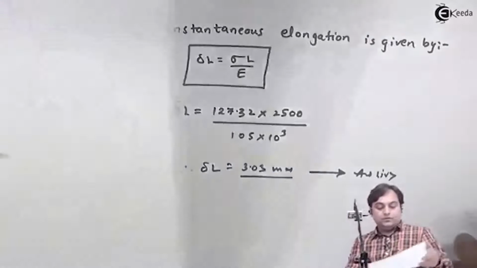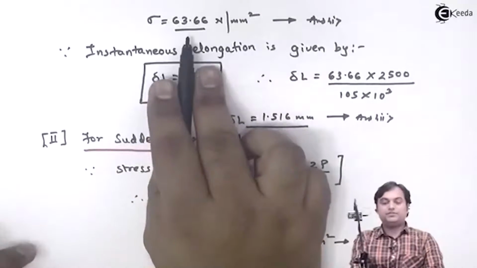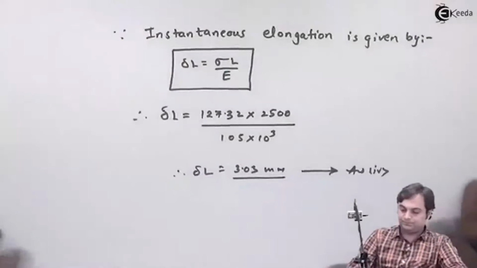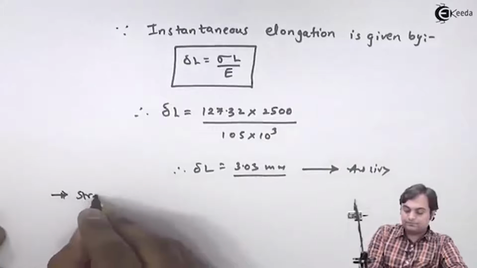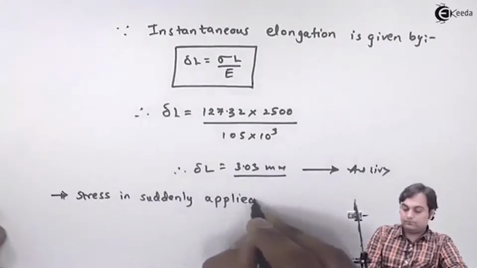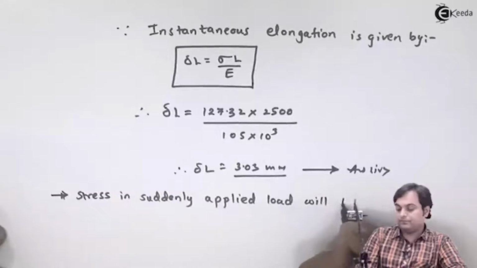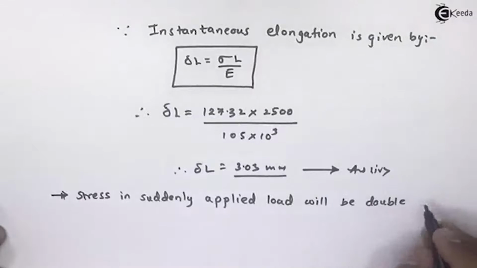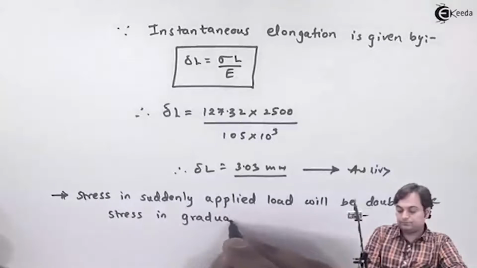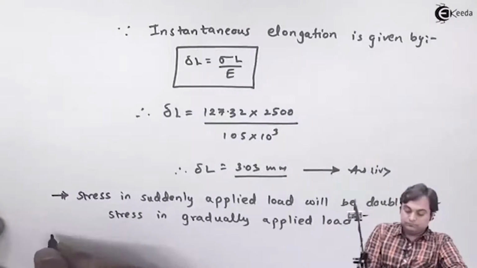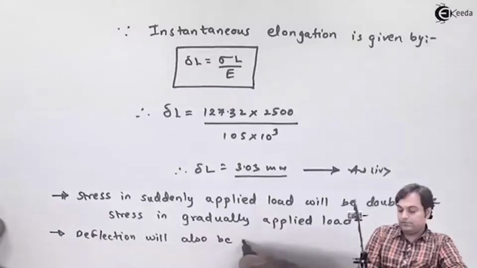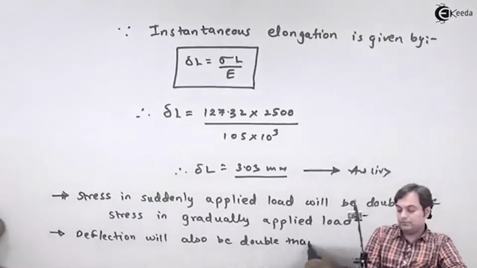As we can see from answer number 1, stress for gradually applied load is 63.66. Stress for suddenly applied load is 127.32. So we can say that stress in suddenly applied load will be double the stress in gradually applied load, and therefore deflection will also be double than gradually applied load.